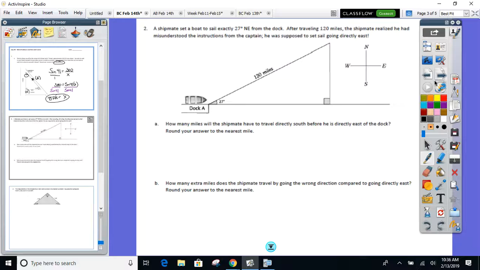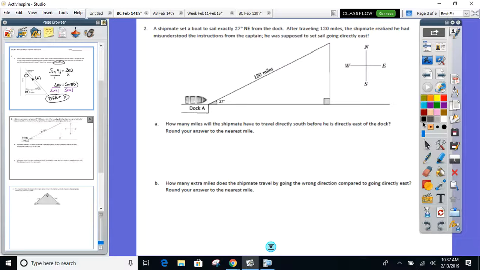There we go. Shipmate set a boat to sail exactly 27 degrees northeast from the dock. After traveling 120 miles, the ship realized the shipmate misunderstood the directions of the captain. He was supposed to go directly east. Oh, here we go. All right, here we go. How many miles will the shipmate have to travel directly south from where he is to be directly east of the dock?